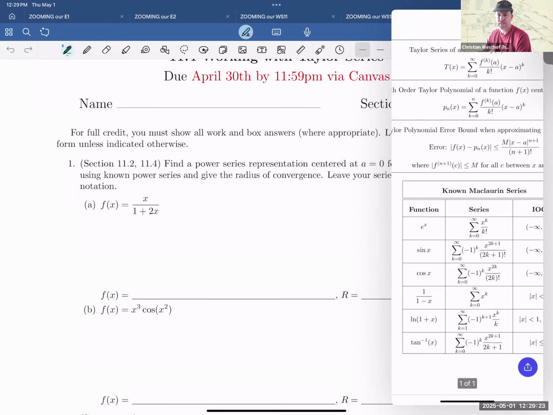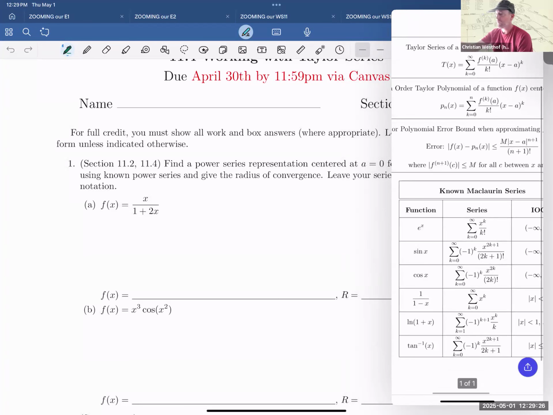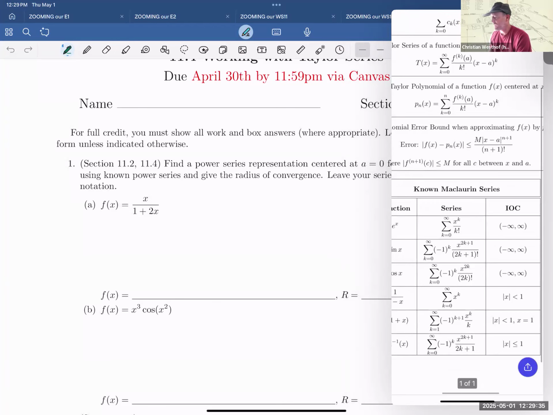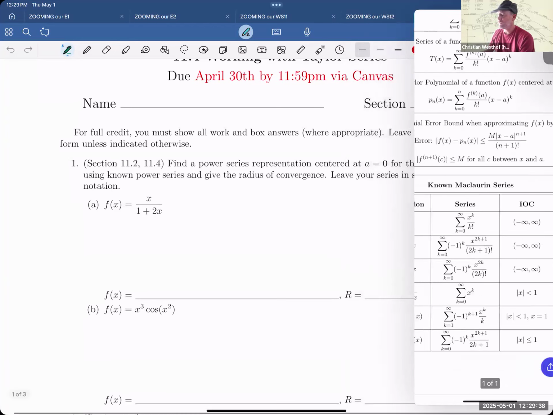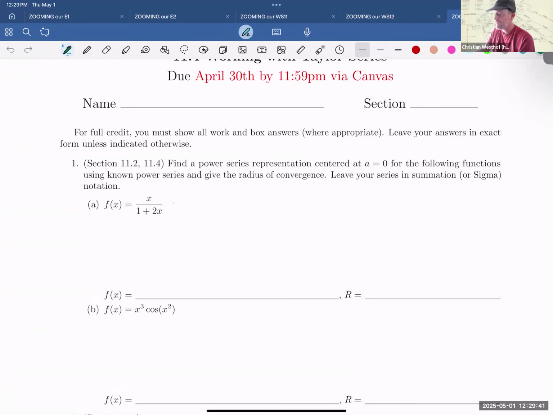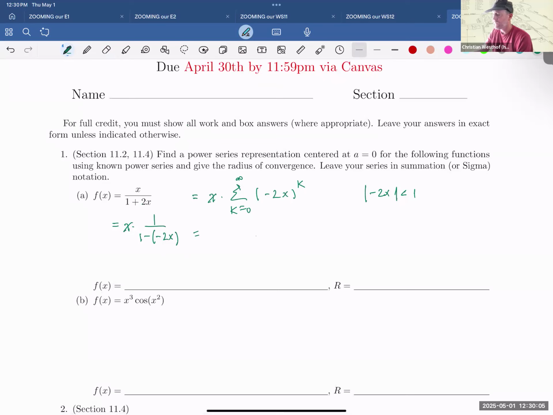And x over 1 plus 2x can be adjusted into the form 1 over 1 plus 2x. That would be the series sum from 0 to infinity of input to the k, with the size of the input less than 1. So let's write this as x times 1 over 1 minus negative 2x. Then that is equal to x times the series sum from 0 to infinity of input to the k, with the size of the input less than 1.